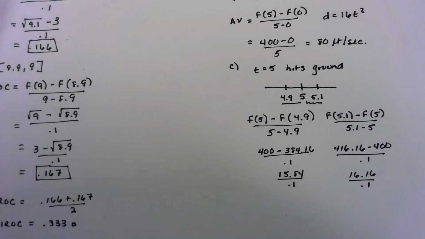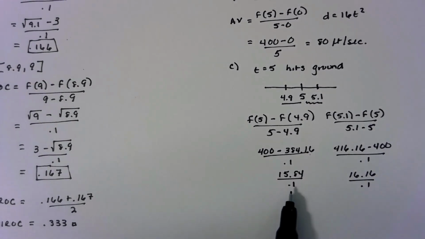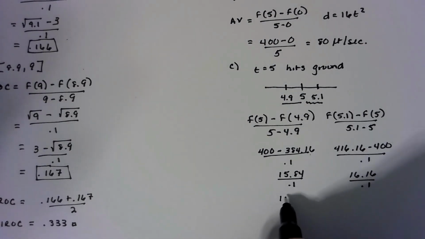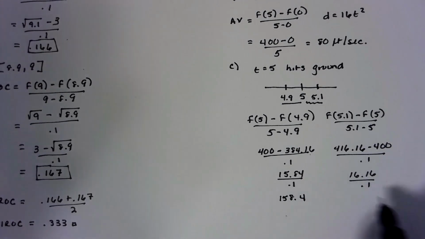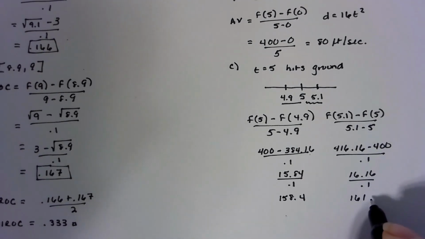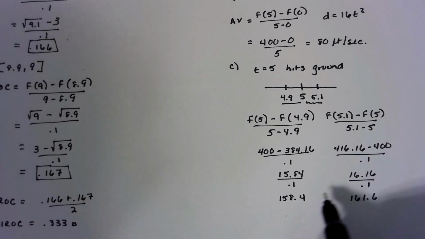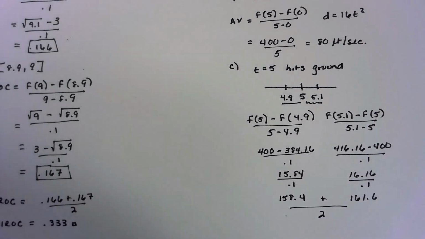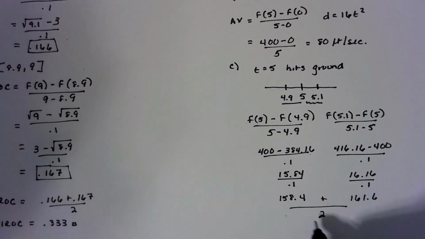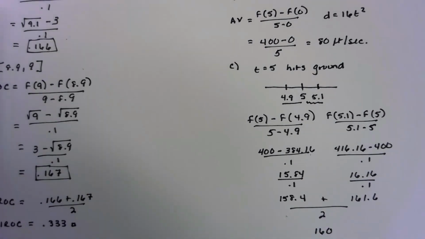16.16 over 0.1. Now 0.1 is 1/10. So in other words, if I multiplied the top by 10, it's just going to move my decimal. If you're not familiar with that, well, you can use your calculator. You can divide by 0.1 and you'll see the decimal move. So here we're going to have 158.4 roughly, and over here we're going to have 161.6. And so now if I add those together and divide by 2, I'm going to get 160.